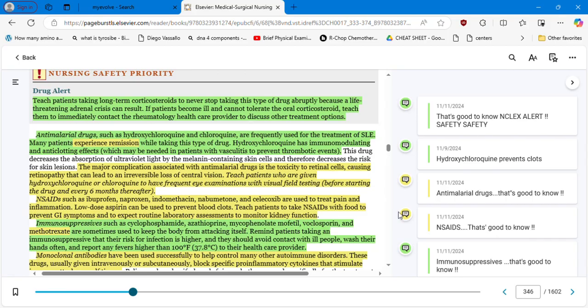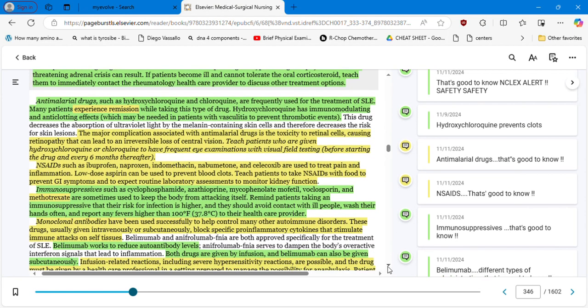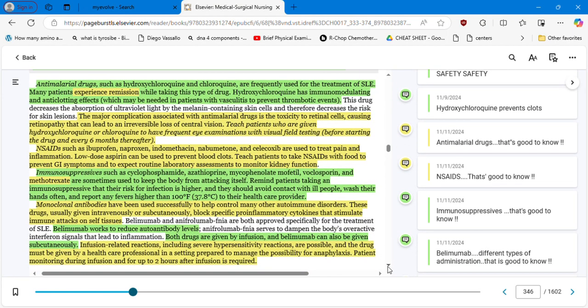Safety alert: all of this information in the safety box in your book is going to come up on the NCLEX. Remember, as nurses, they are going to test you basically on all the information related to safety.